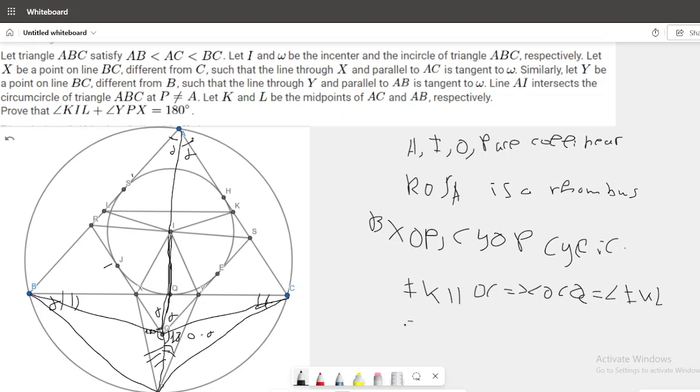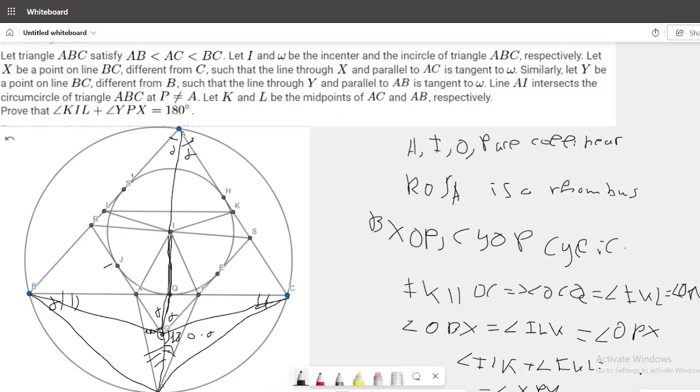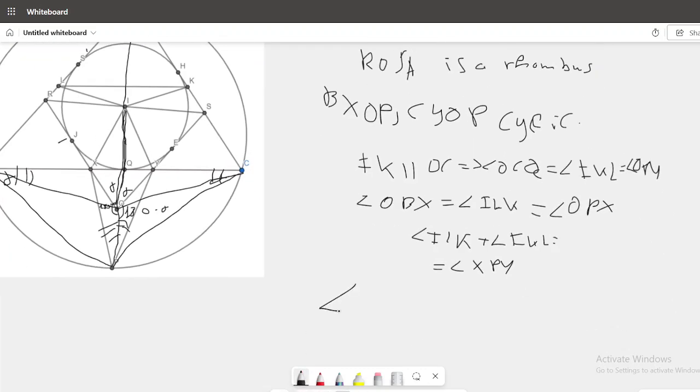And the angle OBX is equal to the angle ILK, which is the same as OPY, because OPY equals OCY. And this equals OPX. We get angle ILK plus the angle IKL equals the angle XPY. Or in other words, the angle XPY plus the angle KIL equals 180 degrees. And that's a nice place to stop.